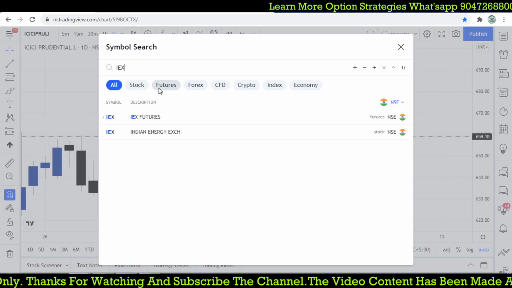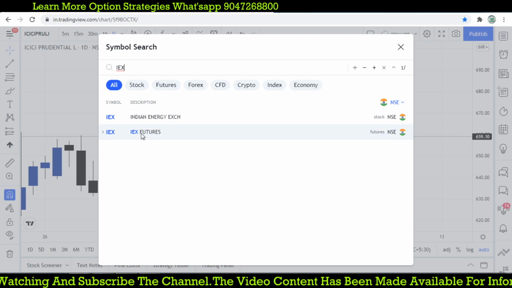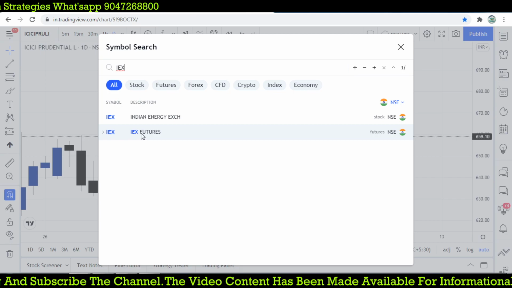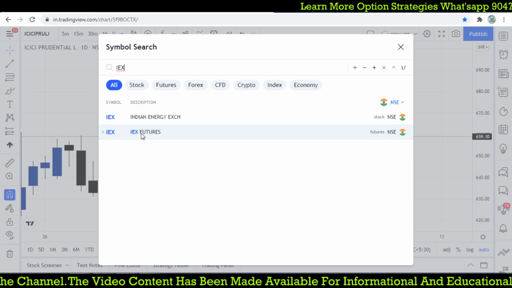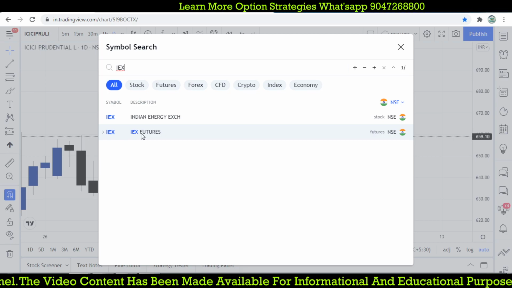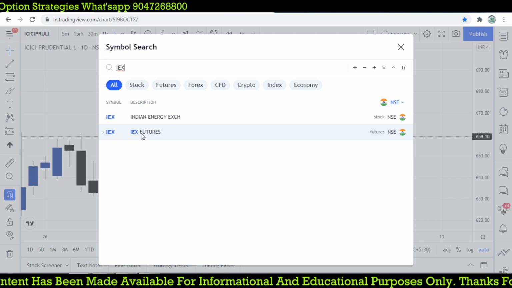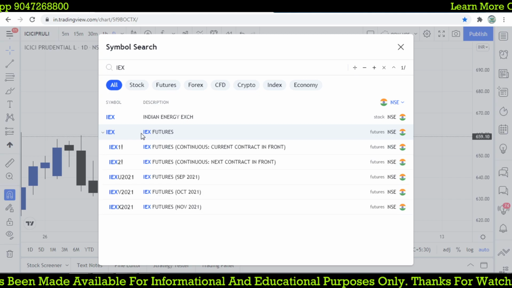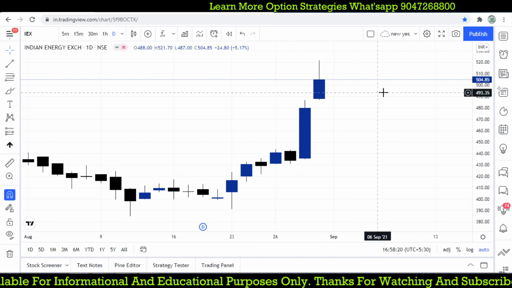IEX was recently added to futures, and yesterday I was checking this stock, which had a big movement. I was trying to buy an option but could not get the price I expected. My plan was to buy around 35 rupees, but the next day, I think today, it went up to 85 rupees, the 440 call option. I was focusing on buying it but was not able to, yet it gave such a great opportunity.